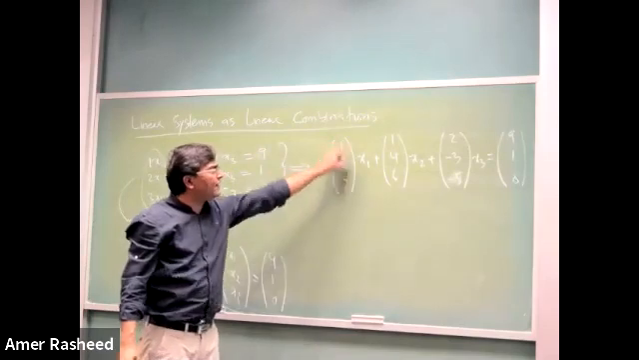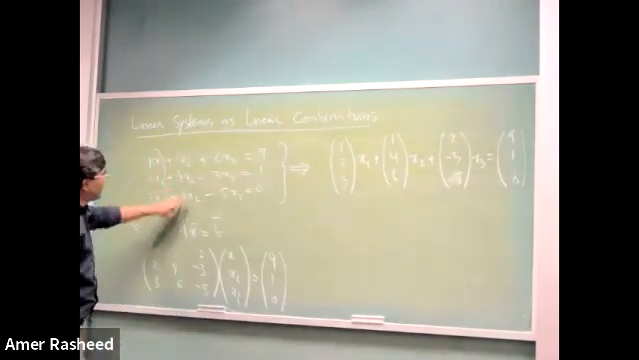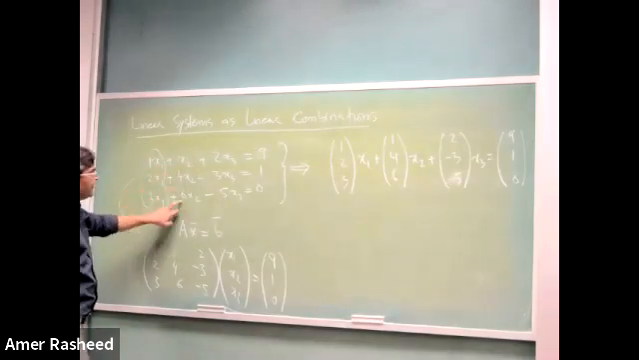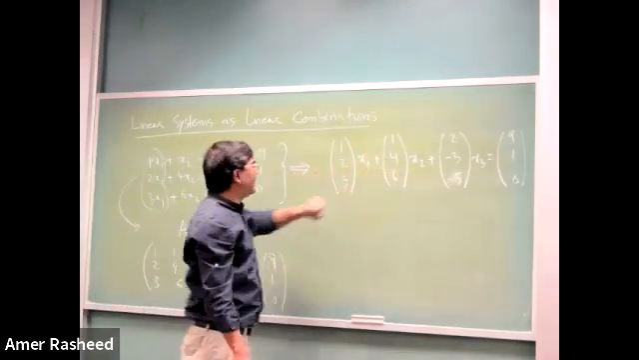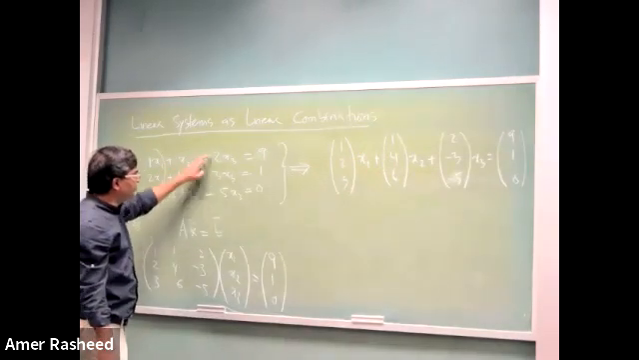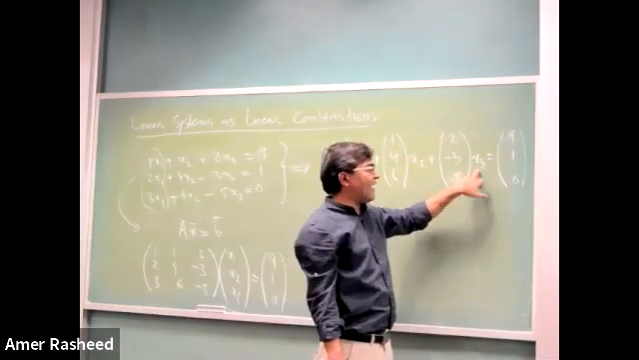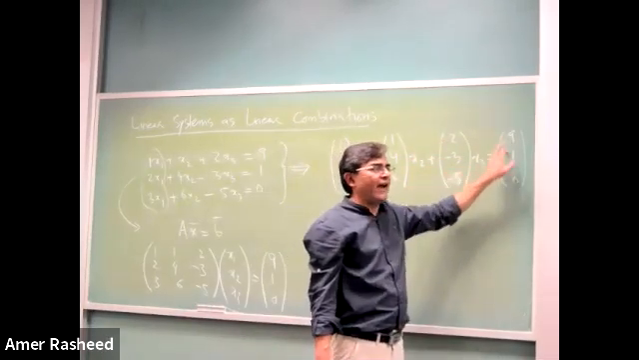1, 2, 3 times x1, the coefficients of x2 in the second column, 1, 4, 6, and then the coefficients of x3 in this system, 2, -3, -5, times x3 is equal to the right hand side vector.